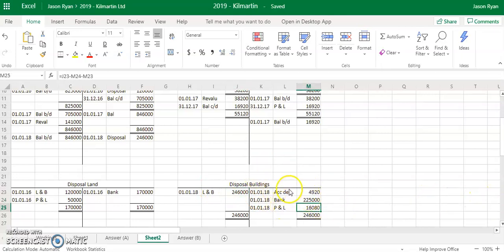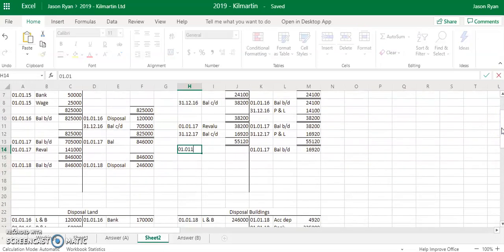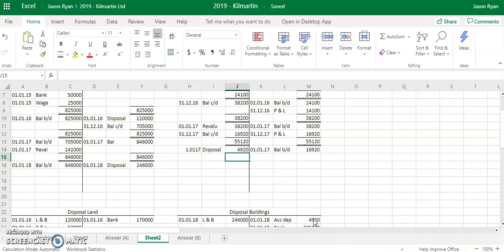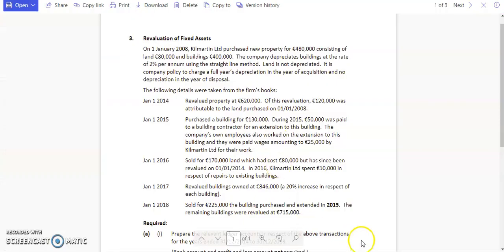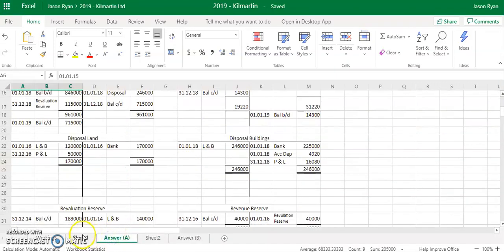And the next thing we have to do is a double entry for the cumulative depreciation. So that's going to be back up into the cumulative depreciation account, which is here. So the disposal, which is 492. Okay, so that's the first part of that question done. And then it says it revalued the remaining parts. So now we have to revalue what is left of the building. Then we have to do the revaluation reserve for the sale of the building. And we've done that already as part of our working.